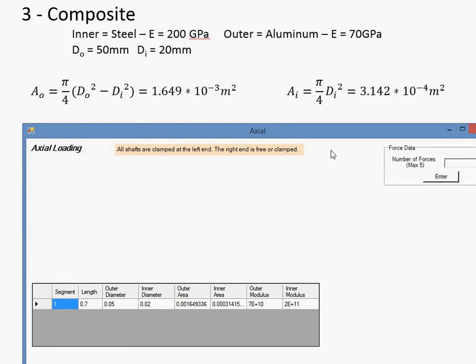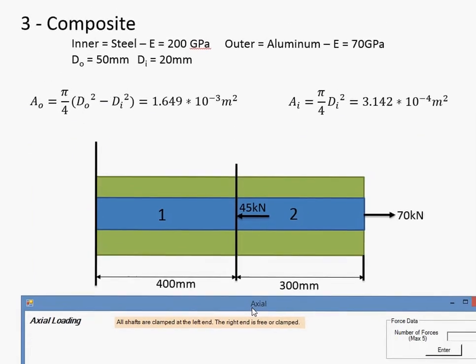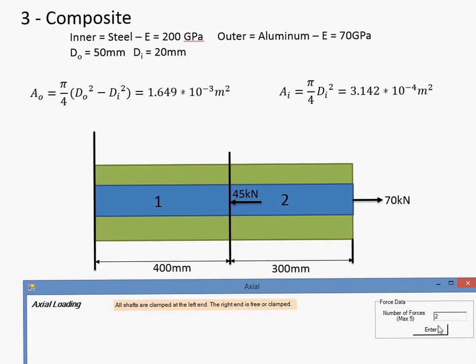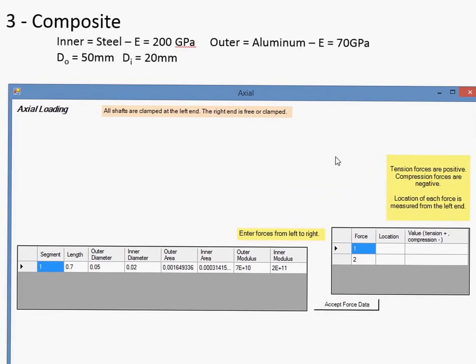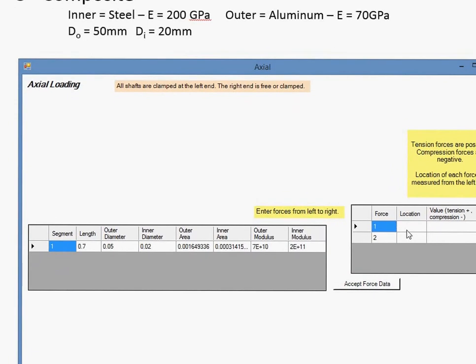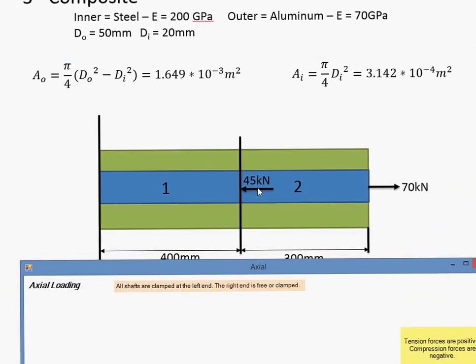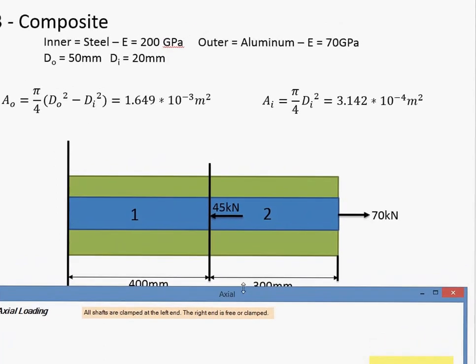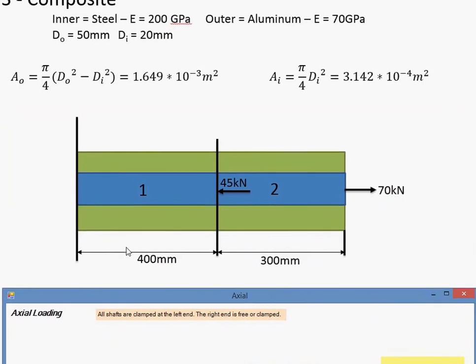Okay, so now we can start putting our forces on this. Max number of forces, we only have 2. So just as usual, force 1 working from the left, 45,000 newtons in compression because it's towards the clamp. And this is at 400 millimeters across.